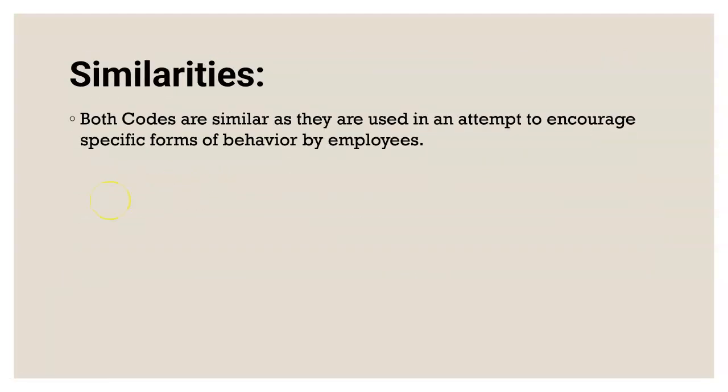Let's talk about the similarities between these two documents. There are differences, and there are some similarities also. Both codes are similar. They are used in an attempt to encourage specific forms of behavior of employees. So basically, whether we talk of a code of ethics or a code of conduct, they are designed for the employees so that they can provide a guideline for behaving in a particular organization, right? So they encourage specific actions by the employees. They tell employees that you should do this because it is right, and you should not be doing this because it is wrong, right?